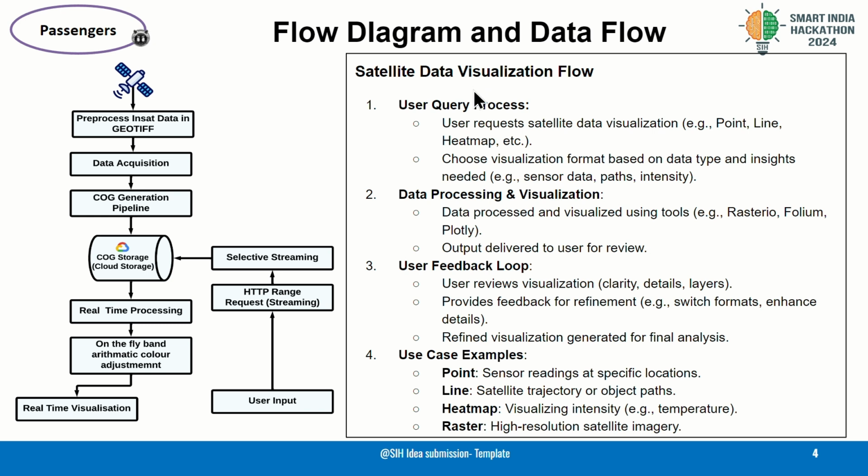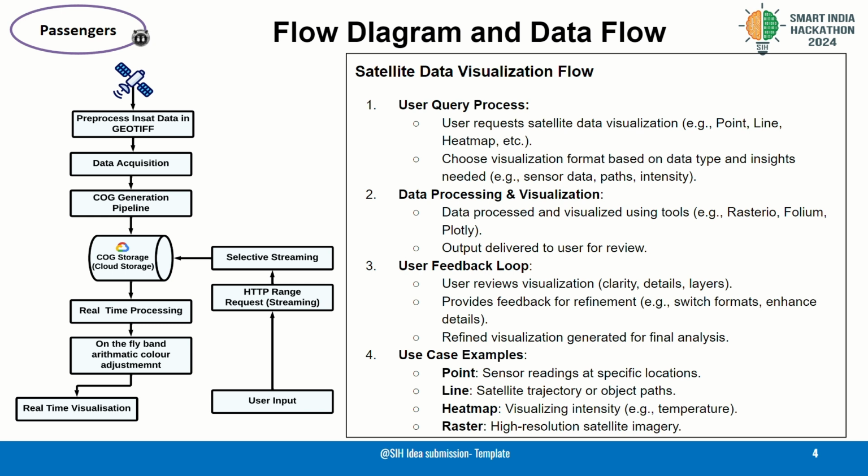Now let's talk about data visualization. As mentioned in the flow diagram, users request satellite data visualization and choose a visualization format. It can be discretized data, or a path, or a heat map, or intensity. After that, we will process the data and visualize it using tools like RStudio, Folium, Plotly, and after that, the output will be delivered to the user.